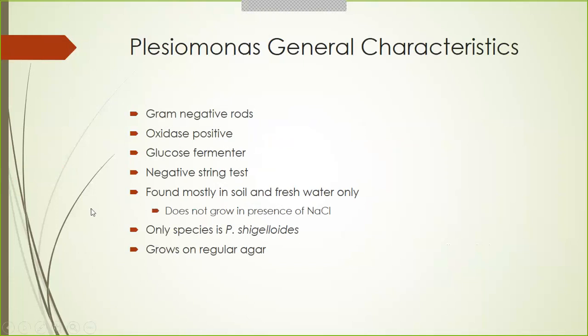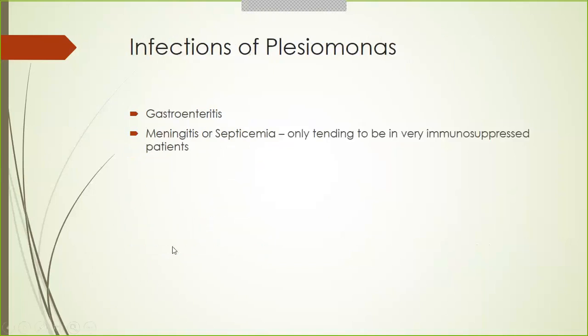And then Plesiomonas, again, gram-negative, oxidase positive, negative for the string test, and again, associated with water. Typically, it's just fresh water, not any salt water on this one. The only species that we need to worry about is Plesiomonas shigelloides, and again, grows on blood and chocolate agar. So gastroenteritis. The nice thing about Vibrio, Aeromonas, and Plesiomonas is they all have a lot of the same features to remember. There are just a few key differences between them, and the big ones to remember are usually in the Vibrio species.